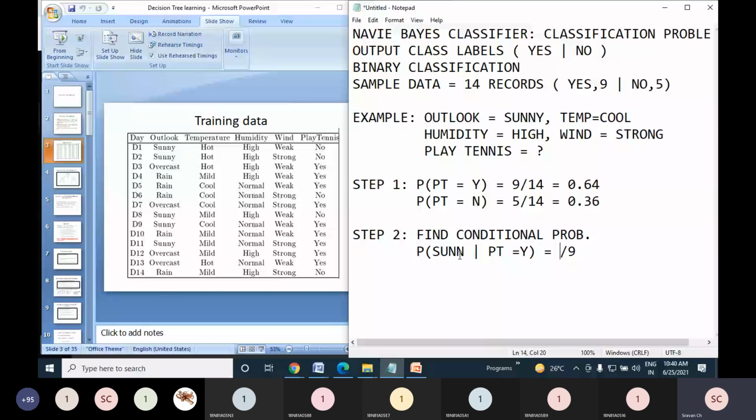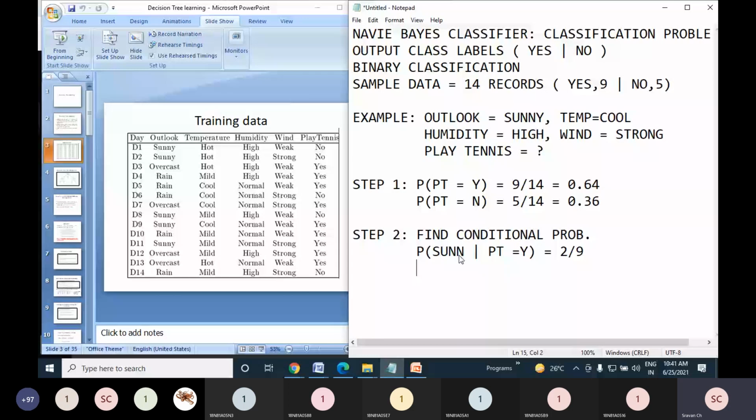Whenever the play tennis outcome is yes, in those 9 cases, how many times was the outlook variable's value sunny? That count I need to do. If you observe, D9 sunny and outcome is yes, D11 sunny and outcome is yes. So 2 times it occurred, so 2 by 9 is the proportion. Similarly, P of when it is sunny and PT equal to no, what is the conditional?